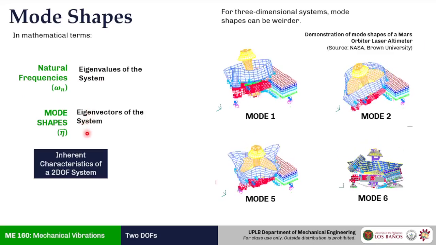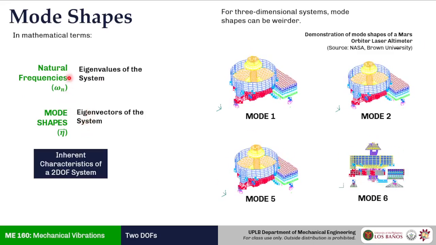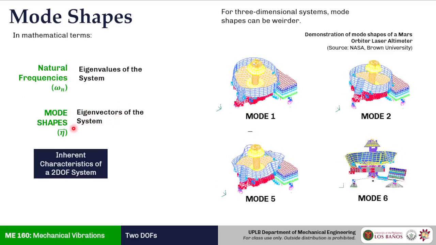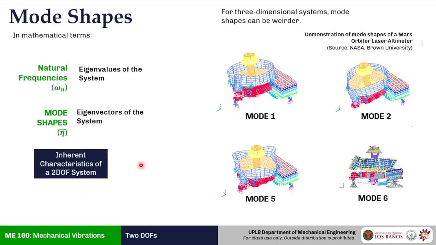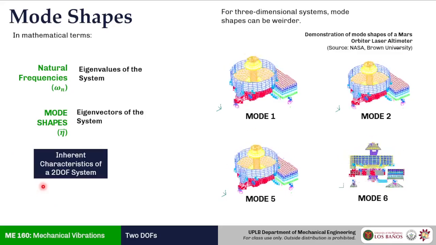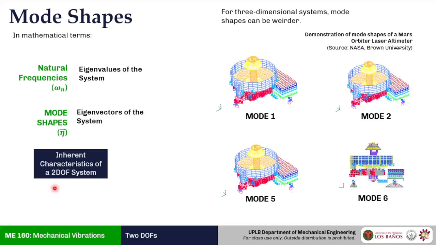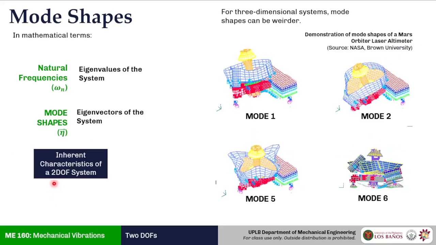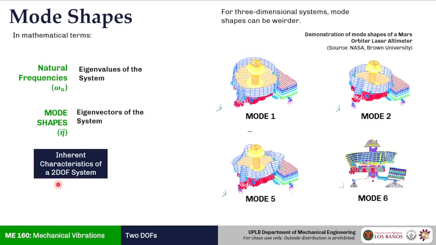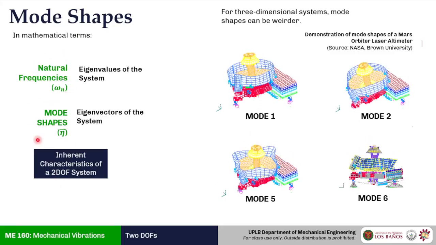So again, the important point here is that the natural frequency as well as the mode shapes are inherent to a vibrational system. This is inherent regardless of whether it's a single degree of freedom system, a 3 degree of freedom system, or a multiple degree of freedom system. They will always have a natural frequency and an associated mode shape.